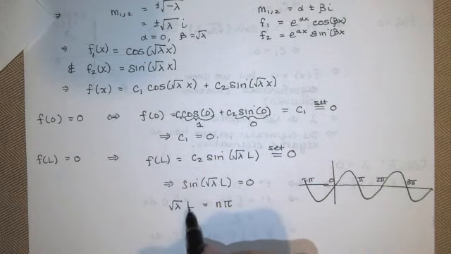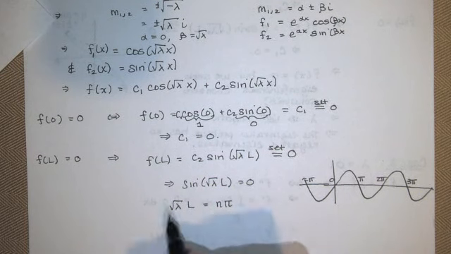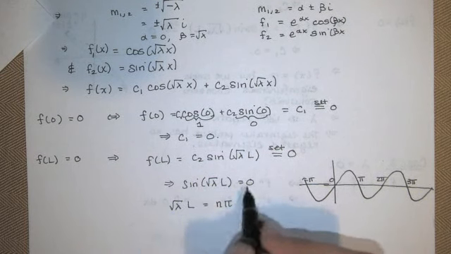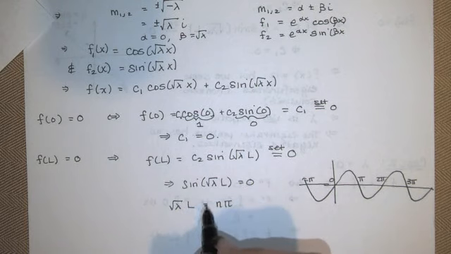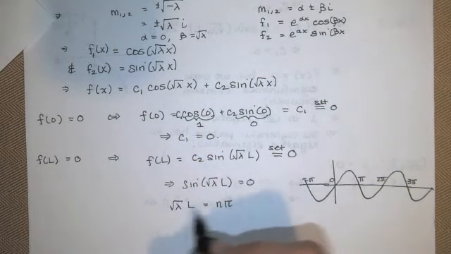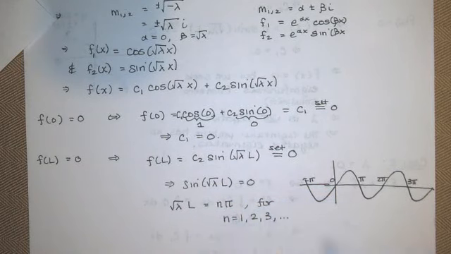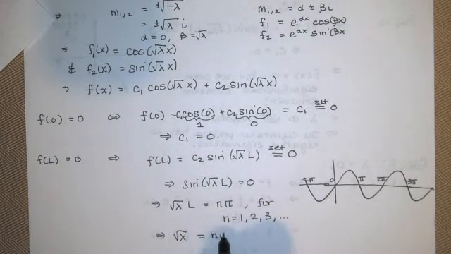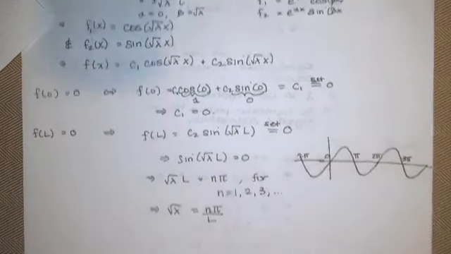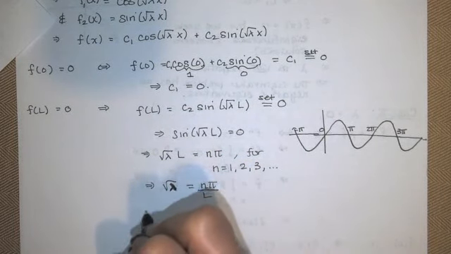But remember, L is positive and lambda is strictly positive here. So that means we're only interested in the values of n that will give us positive numbers over here. In order for this to be true, with the restrictions on lambda and L that are consistent with our eigenvalue problem, then this will be true for n equals 1, 2, 3, and so on. So then we'll divide everything by L. Sorry, my lambda looks like an X. There we go. And we'll square both sides.